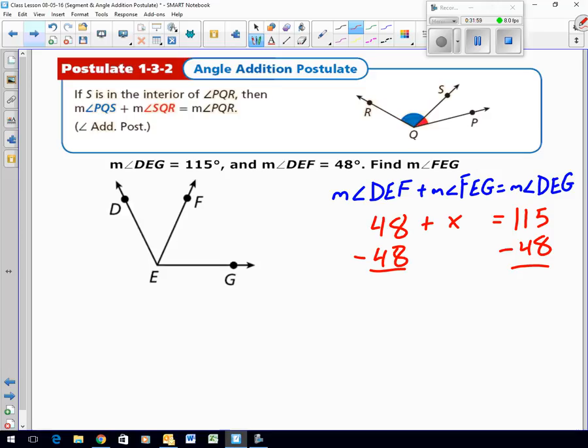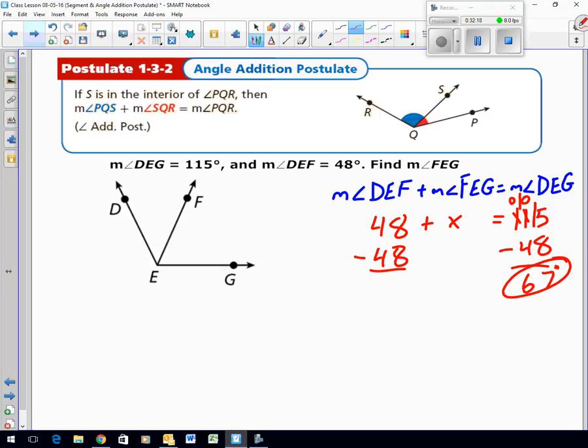You take 8 from 5. Nope. Let's borrow that. 15 minus 8 is 7. Can you take 4 from 0? Nope. Go to the bank. 10 minus 4 is 6. Is that hard? 67 degrees, right? All right.